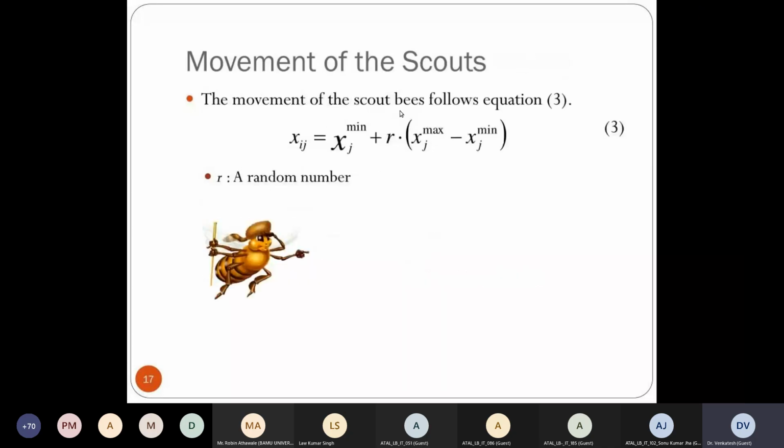When it comes to the scout bee, it simply takes one random number. Rather than using the neighborhood values or anything, the scout bee will simply take a random number between the limits, between the min and max. So here R is a random number.